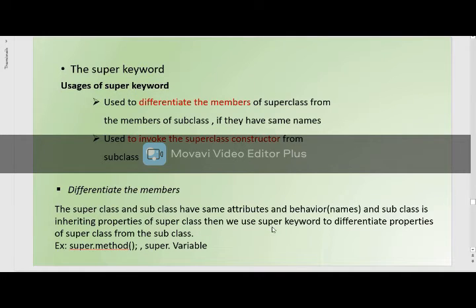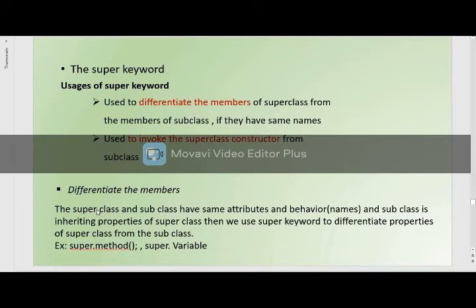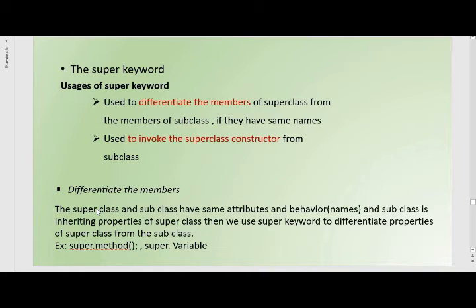Then we use the super keyword to differentiate the properties of the superclass from the subclass. I am taking an example to explain it. Think there is a subclass and a superclass. The subclass has a method named display, and the superclass also has a method named display. These names are the same. How do we call the superclass method in Java?